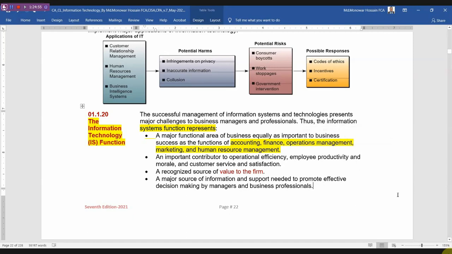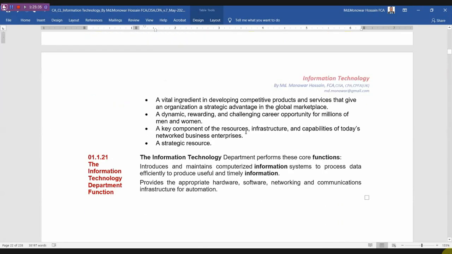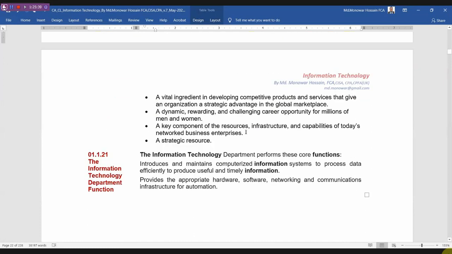finance, operations management, marketing, supply chain, human resource management, and liaising with the stakeholders also. It is important for collaboration, operational efficiency, employee productivity, morale, ethical issues, customer service and customer satisfaction. It recognizes the source of value of the company or firm, the major source of information and support needed to promote effective decision making by managers and business professionals. It is a vital integration of development and competitive production, a dynamic key component of the resource infrastructure capability of today's networked business enterprise, and a strategic resource also.